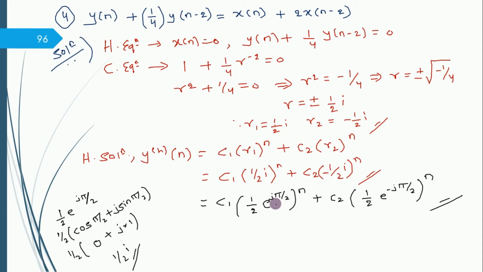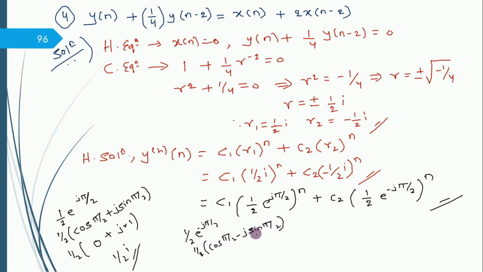Now similarly for this one, half e raised to minus j pi by 2 can be written as half cos of pi by 2 minus j sine pi by 2, because here it is minus pi by 2. Cos of minus pi by 2 is equivalent to cos pi by 2 because cos theta is equal to cos of minus theta. We know it. But sine of minus theta is not sine theta. It is minus sine theta.